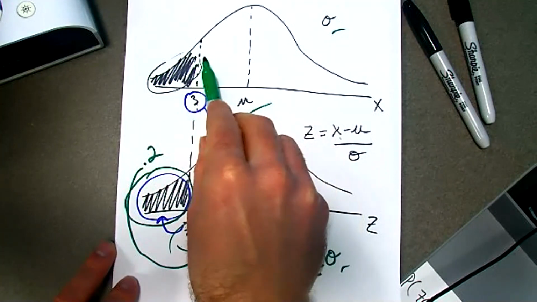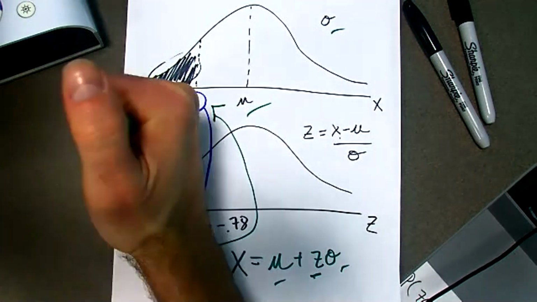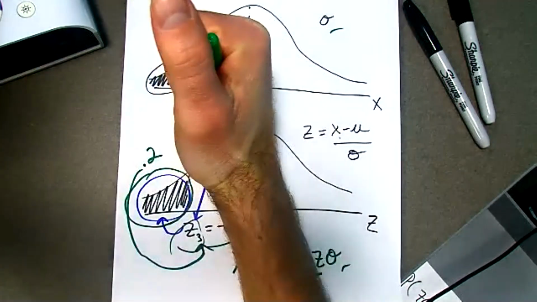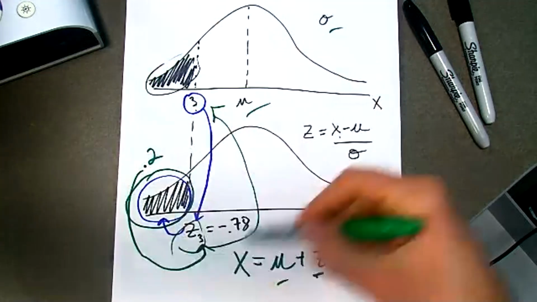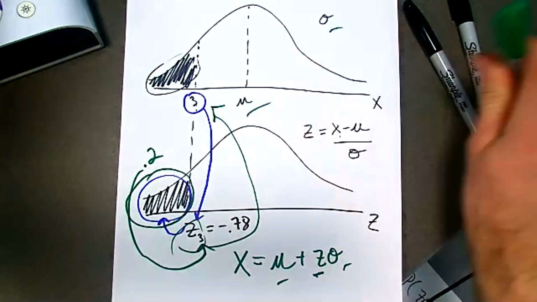Or the probability of seeing that value or anything below it would be 0.2. So we're now starting out with a probability and working backwards to find that cutoff score. Okay.